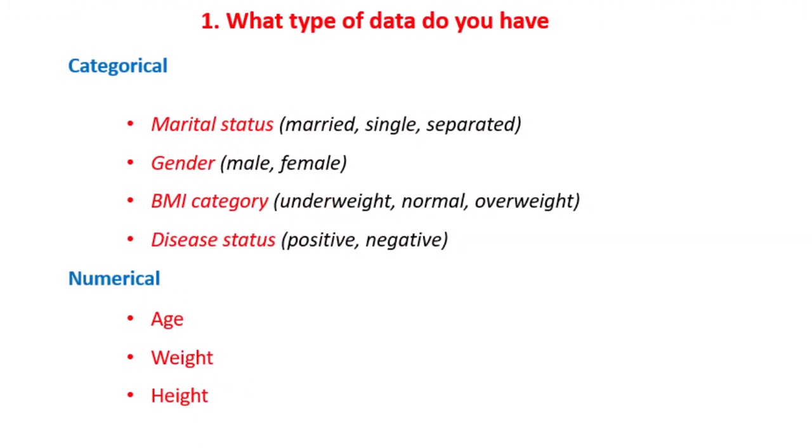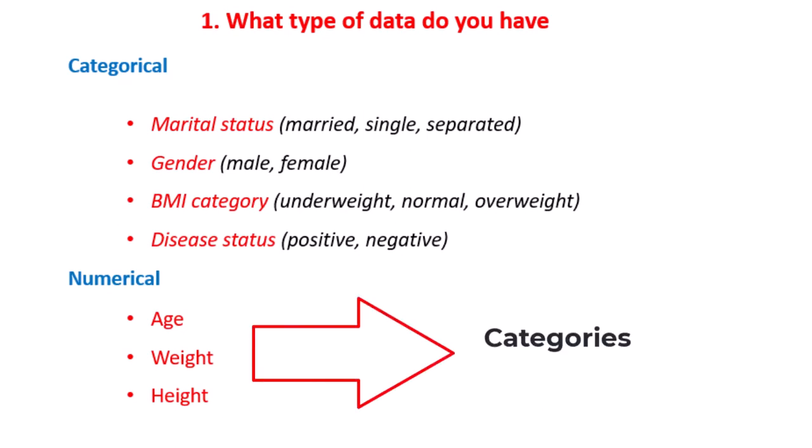Is it categorical data? For example, marital status, where we have married, single and separated? Do you have gender, which is male, female? Do you have BMI categories, e.g. underweight, normal or overweight? Is it disease status, which is maybe positive, negative? Or you have numerical data as age, weight, height? Remember that this can also be categorized into meaningful categories. If you have numerical data, you can also generate meaningful categories from it.